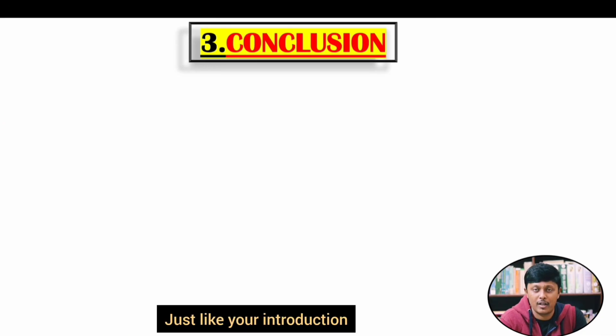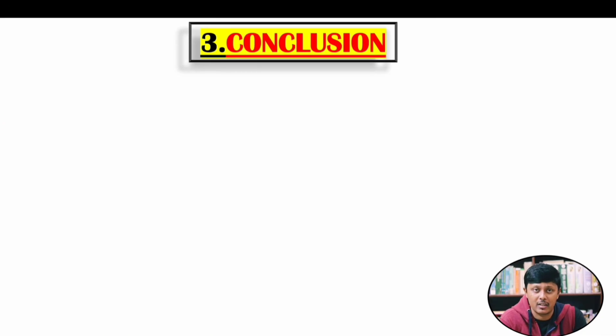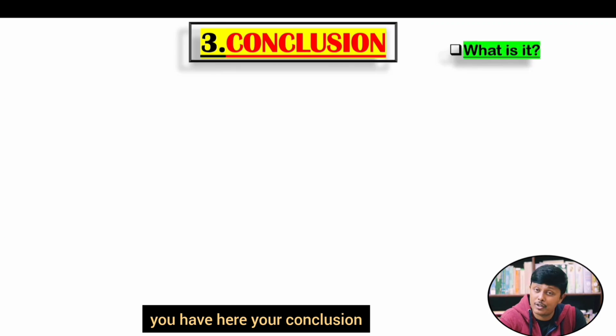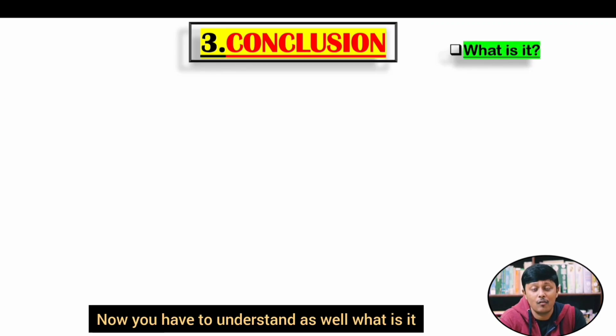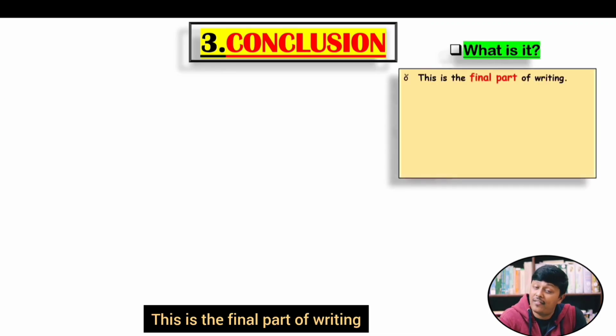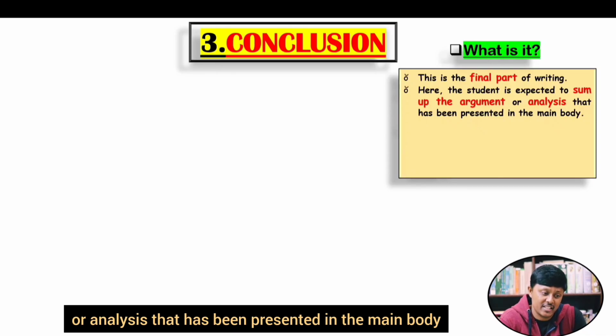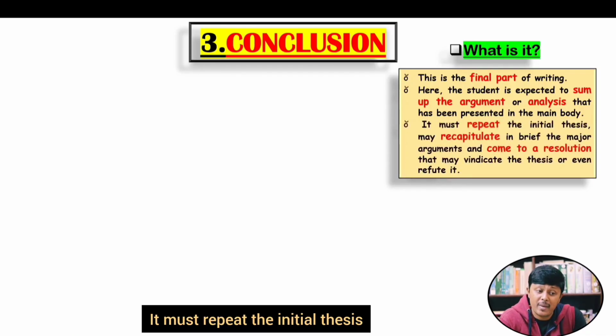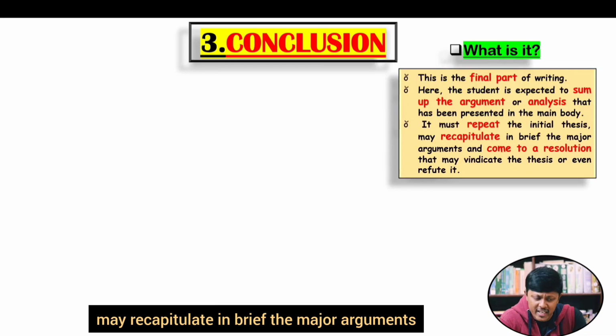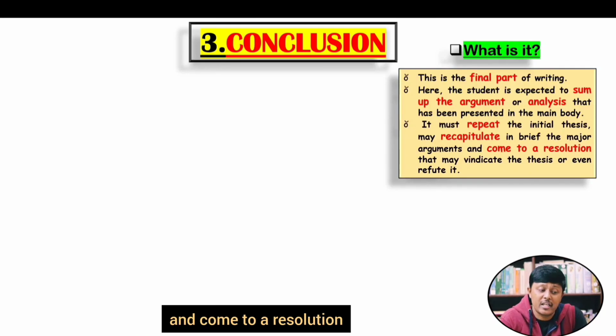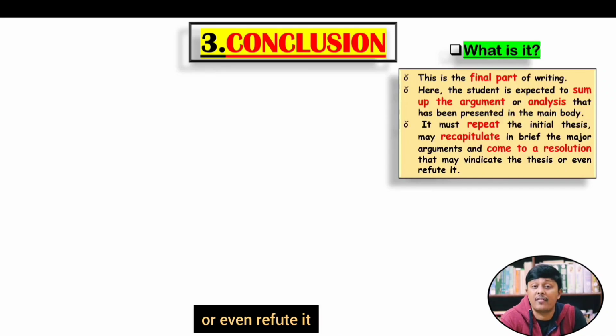Just like your introduction, just like your interjection, you have here your conclusion. Now you have to understand as well what it is. This is the final part of writing. Here, the student is expected to sum up the argument or analysis that has been presented in the main body. It must repeat the initial thesis, may recapitulate in brief the major arguments, and come to a resolution that may vindicate the thesis or even refute it.